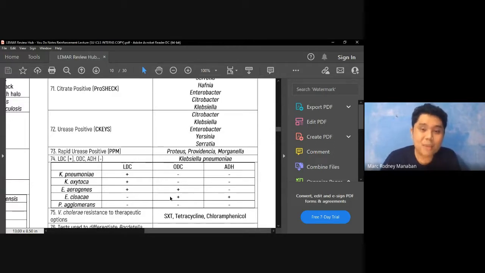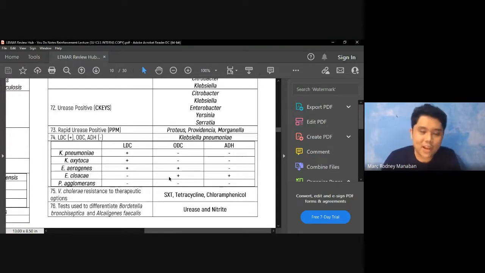Negative for all, you have Pantoea agglomerans. It is triple decarboxylase negative. If all positive, triple decarboxylase positive, who is that? Plesiomonas shigelloides. Alright? So that's for the decarboxylase tests. Okay? Take note of that. Next, acetyl-resistant, CV, cholerate, SXT, sulfamethoxazole, trimethoprim, tetracycline, and also chloramphenicol.